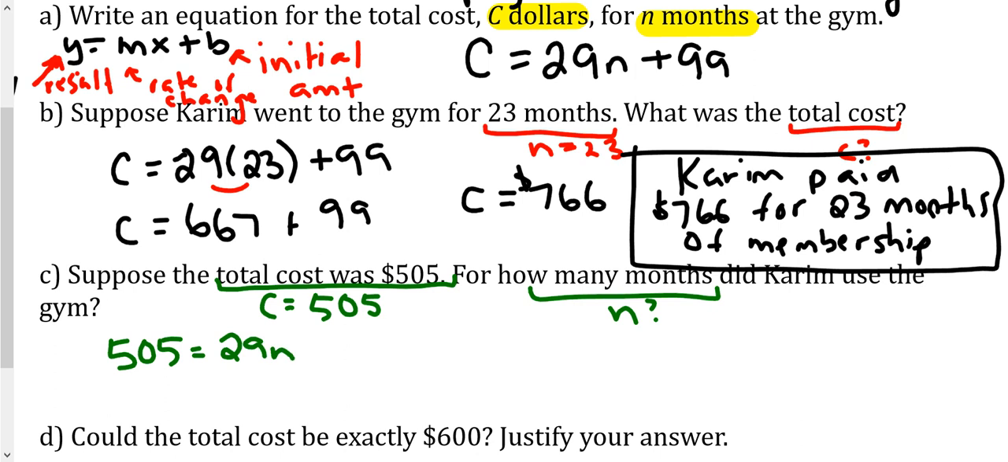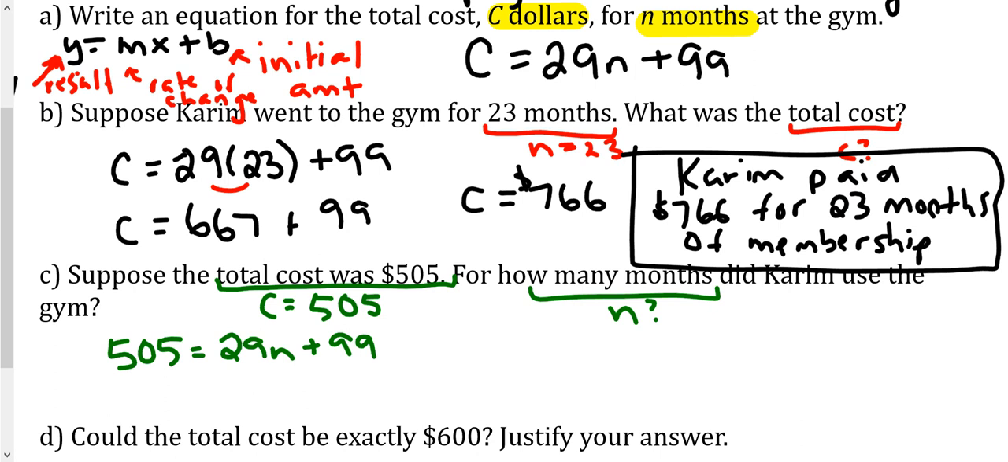29, I'm leaving n, right? It's still $29 a month. The equation hasn't changed, but the number of months has, and we're trying to figure out what it's changed to. So I'm going to get n by itself, right? I'm trying to find n. I want to isolate that.